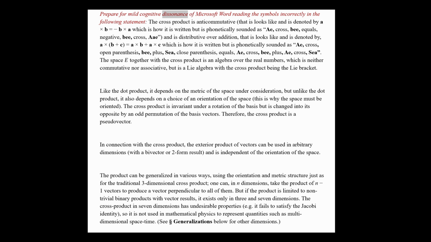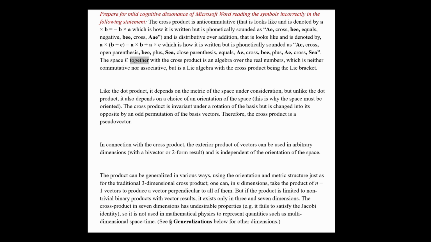Prepare for mild cognitive dissonance of Microsoft Word reading the symbols incorrectly in the following statement. The cross product is anti-commutative, that is, A times B equals minus B times A, which is how it is written but is phonetically sounded as A cross B equals negative B cross A, and is distributive over addition, that is, A times (B plus C) equals A times B plus A times C, which is phonetically sounded as A cross open parenthesis B plus C close parenthesis equals A cross B plus A cross C.